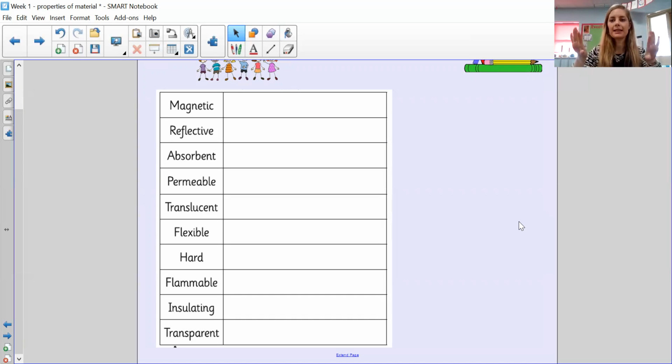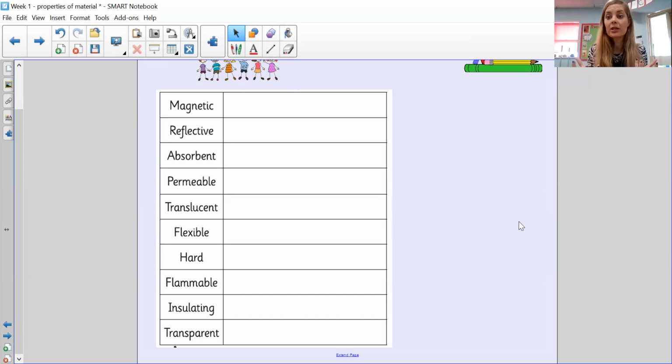If something is reflective, it means it reflects light. The light goes away. So with reflective, we think about sunglasses, which reflect the light so that it doesn't hurt our eyes. Absorbent is when something soaks things up.